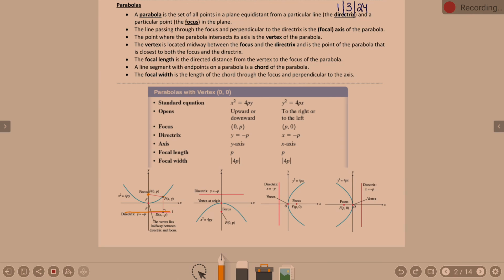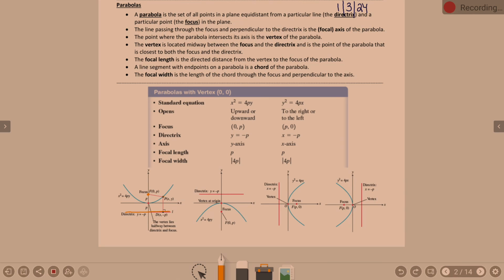Parabolas opening to the right and to the left. So last year in Algebra 2, if you remember me saying our parabolas are only going to go up or down, well, now it's next year. And our parabolas can also open left and right. Okay? And so that means the focal axis is going to be the horizontal axis in those two cases.